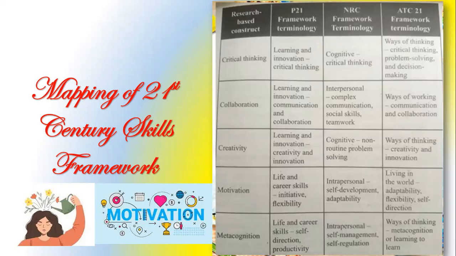In the ATC21S framework terminology, for the critical thinking research-based construct, it's ways of thinking, and it talks about critical thinking, problem solving, and decision making. For collaboration, there is ways of working, and it involves communication and collaboration. For creativity, there's ways of thinking and it involves creativity and innovation. With regards to motivation, this is living in the world, and you need to have adaptability, flexibility, and self-direction. And lastly, metacognition, the research-based construct in the ATC21S, talks about ways of thinking. So there is metacognition or learning to learn. So that's the mapping of the 21st century skills framework.